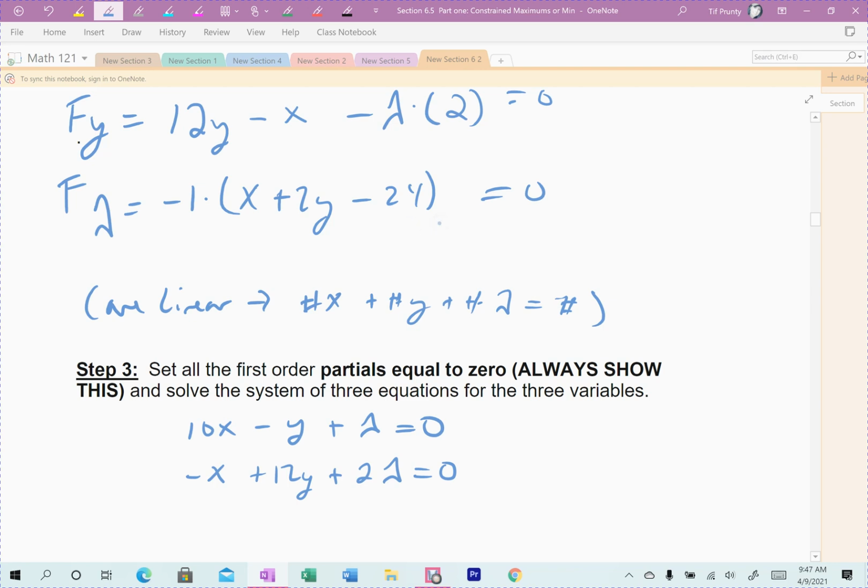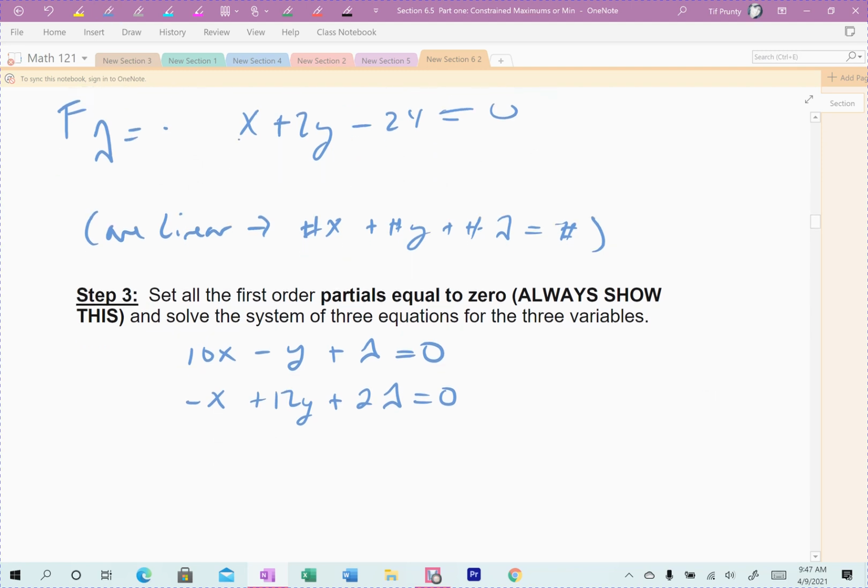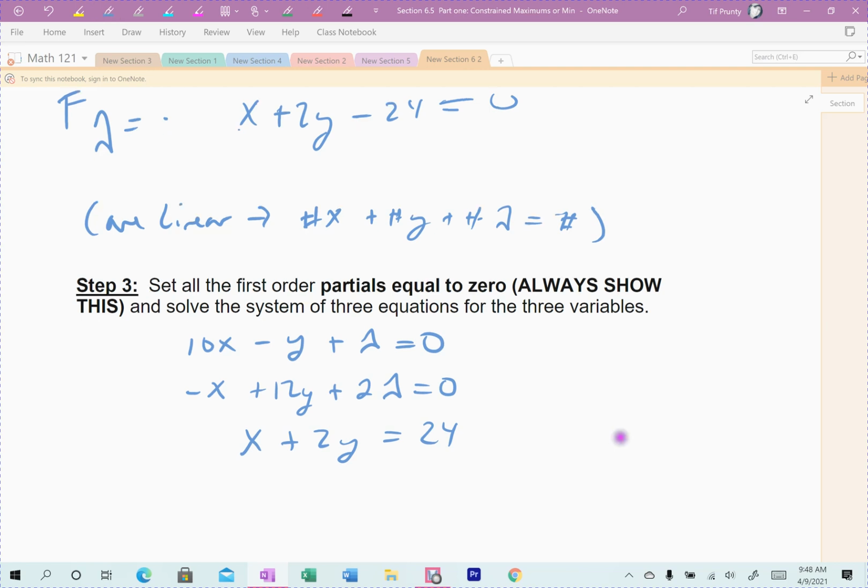And the last one is always the constraint equation. The negative one is negligible because I can always get rid of it by dividing it out. If I divide it out, then it's just that constraint equation set equal to 0, and then move the 24 to the other side. The last one is always the constraint equation. That's the original, and that's always the way it turns out to be. So just remember that: the last equation is always the constraint equation. So x plus 2y equals 24.